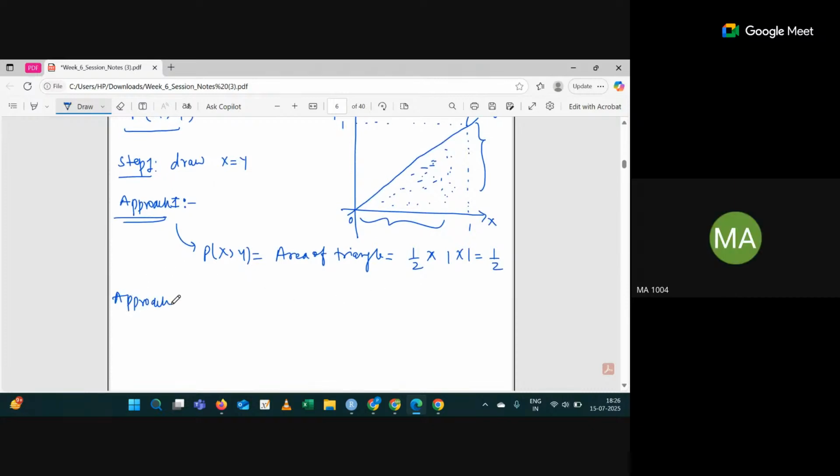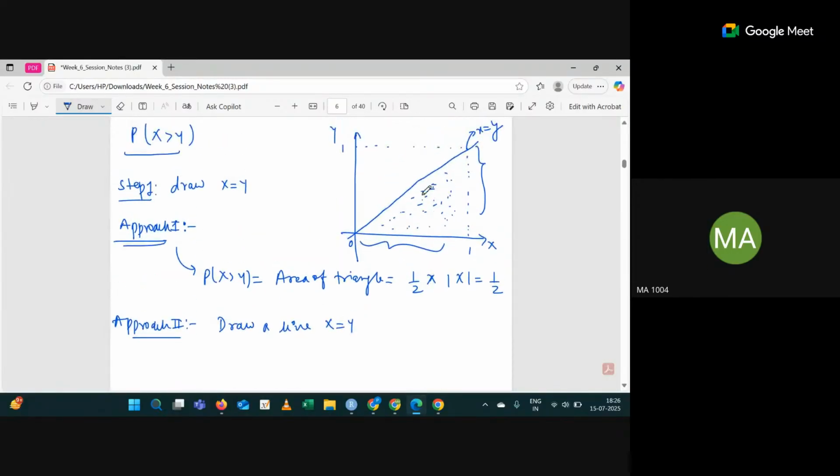If you don't have any area formula and all, in that case, how will you proceed? So I told you, you have to draw a line. Your first step should be to draw the line x equal to y, and then find this part, whether you are interested to calculate the probability x greater than y or probability x less than y.